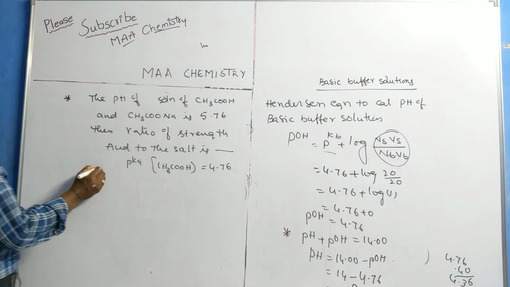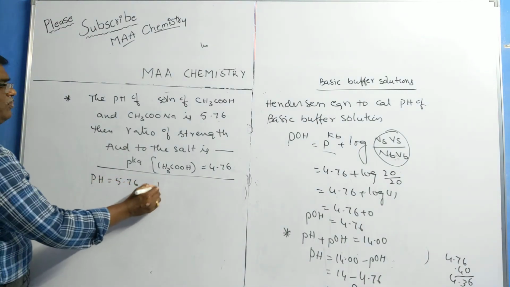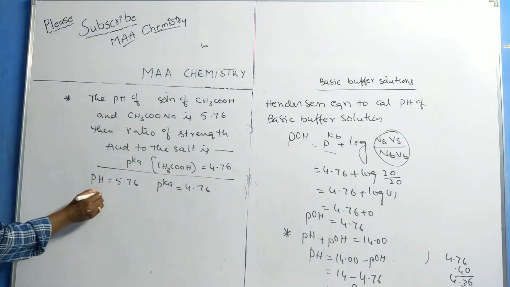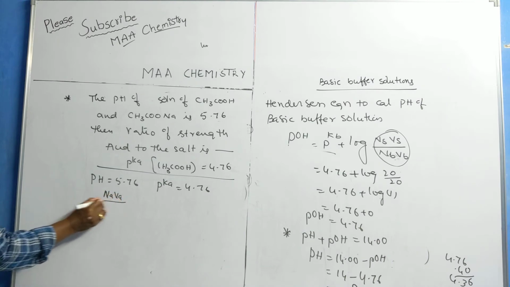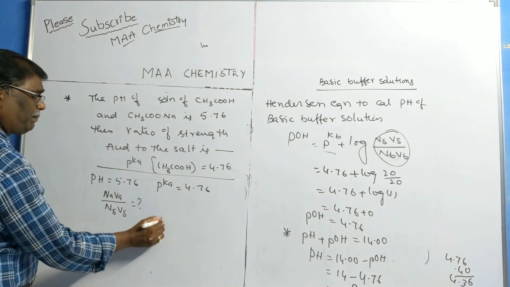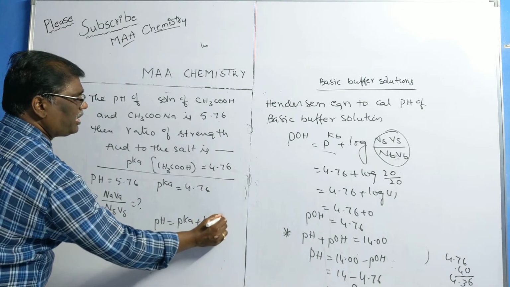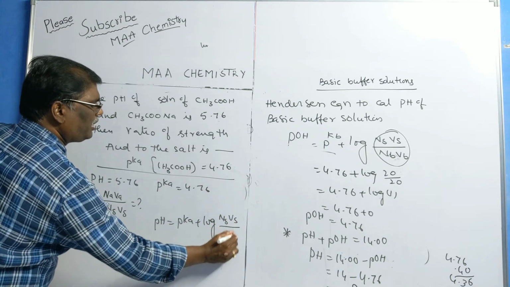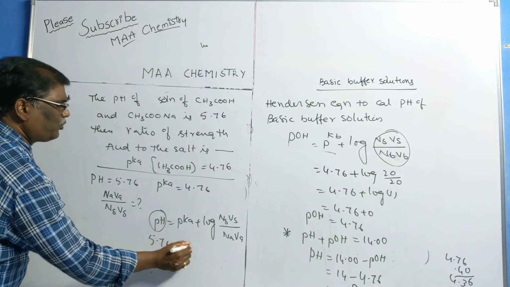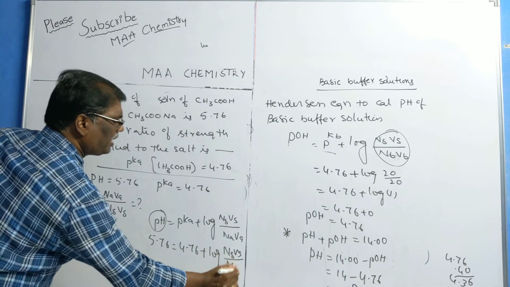The problem is given like this. We are given pH as 5.76 and pKa value as 4.76. Now we have to find the ratio of strength of acid to strength of salt. Now what is the formula? pH is equal to pKa plus log of NsVs by NaVa. Now pH is 5.76, which is equal to 4.76 plus log of NsVs by NaVa.